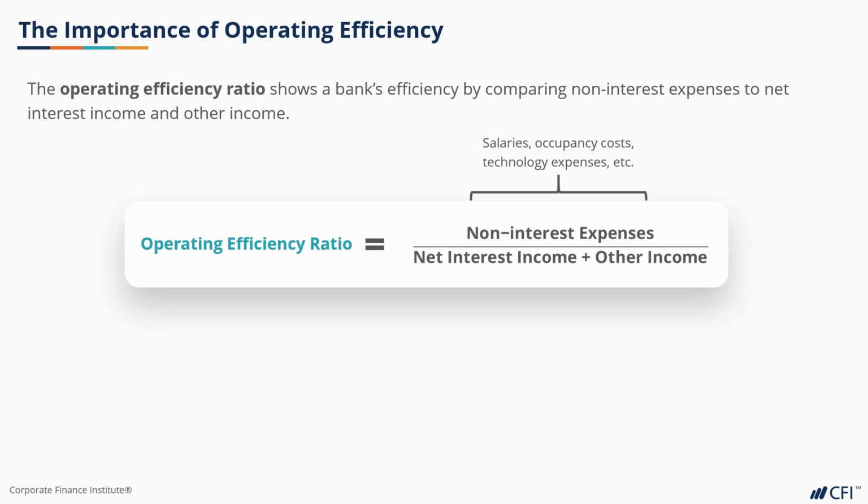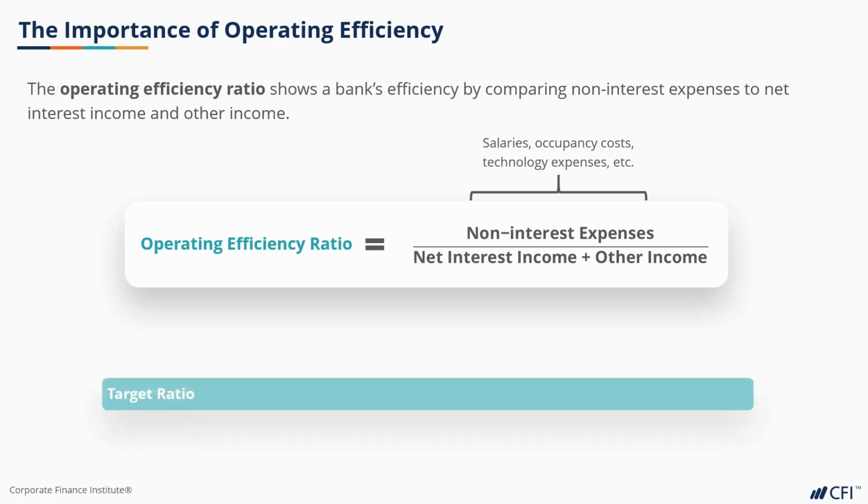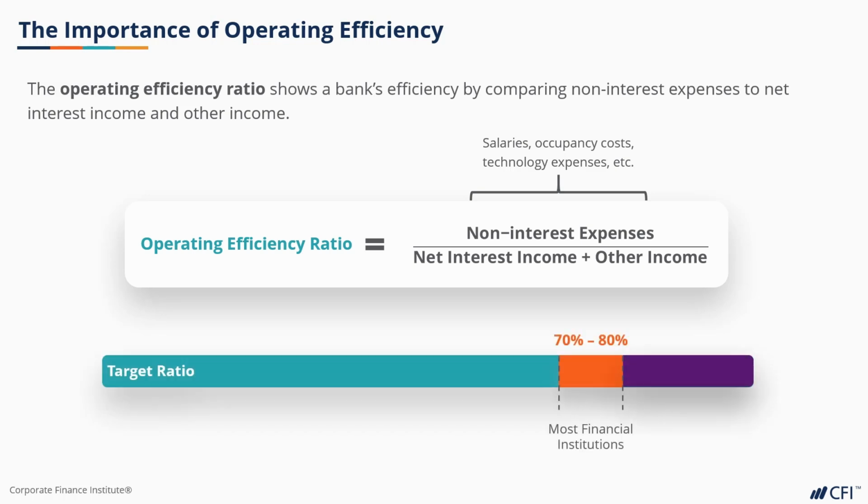Assuming our base currency is the dollar, the operating efficiency ratio will tell us how much it costs for each dollar earned. For example, an efficiency ratio of 85% means that it costs 85 cents to earn $1, leaving only 15 cents as profit. Therefore, the lower the ratio, the better. Most financial institutions aim for a ratio between 70 to 80%. Leading-edge financial institutions are able to deliver operating efficiency ratios as low as 60%.